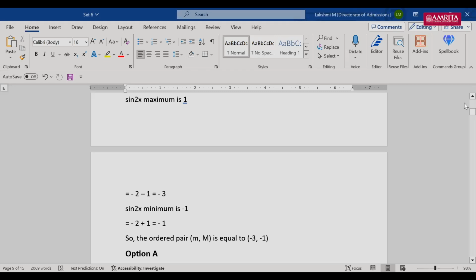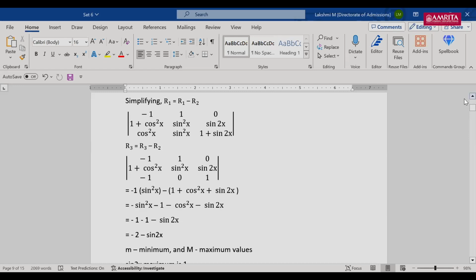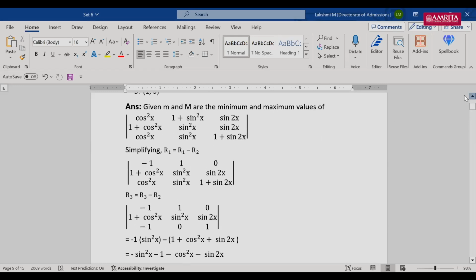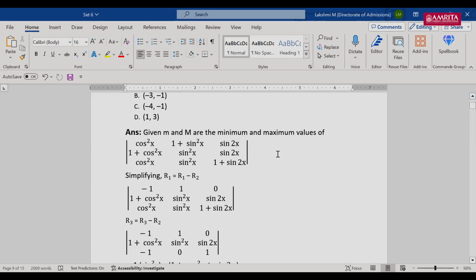Okay, somebody has asked the simplification again. Just hold on for a second. Just a minute, yeah. So this is from where we have started.